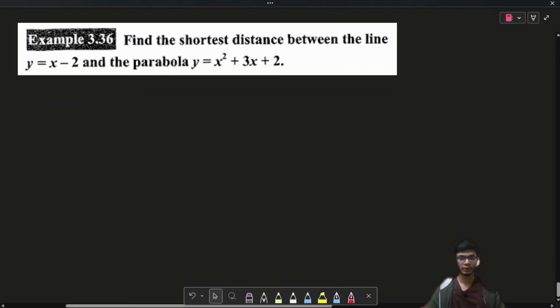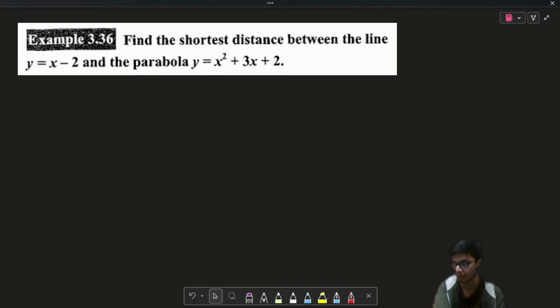So in this question, if you read it carefully, it is being asked to find the shortest distance between the line y equals x minus 2 and the parabola y equals x squared plus 3x plus 2, right? So let us try to solve this problem, and this problem is very important, especially for your JEE Mains paper, right? These kinds of problems are ones where you have to understand the geometry in order to deal with the shortest distance, right? So let us try to analyze and see how we will proceed to the solution of this problem. Okay.